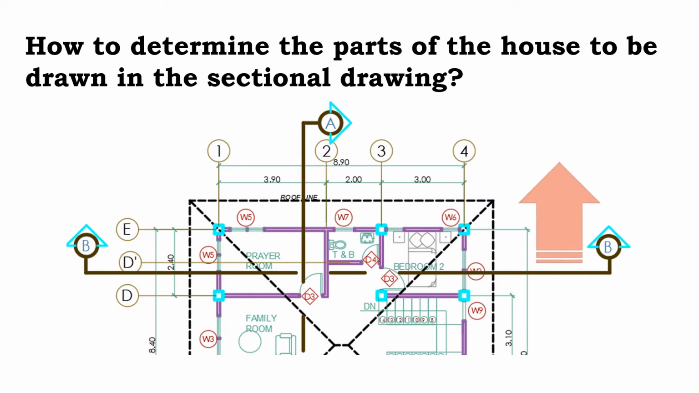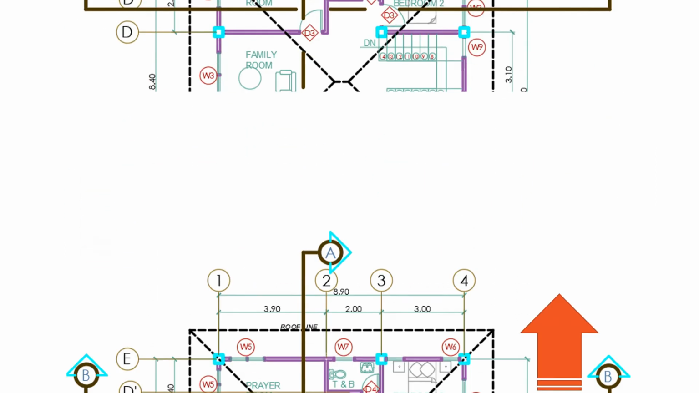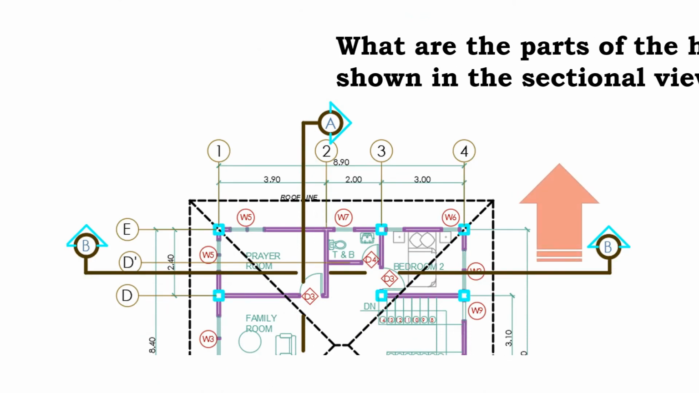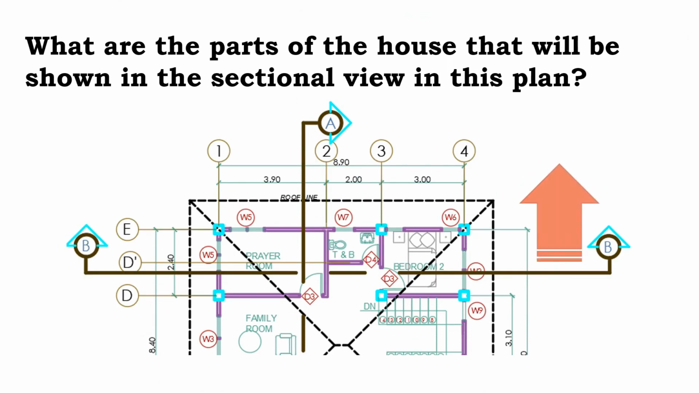The two arrows at the end of the cutting plane line point to the direction of viewing. The parts of the house where the arrows are pointing shall be the features of the house to be drawn in the sectional drawing. As shown, the arrow is towards the prayer room and bedroom too. So, the features of the house to be drawn in the sectional drawing are the parts of the house mentioned.